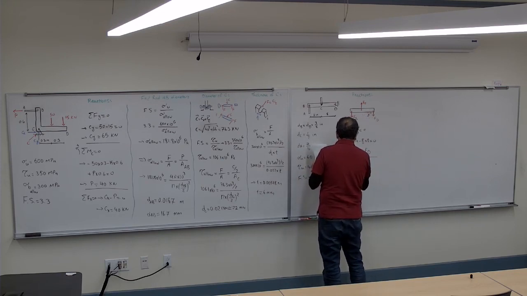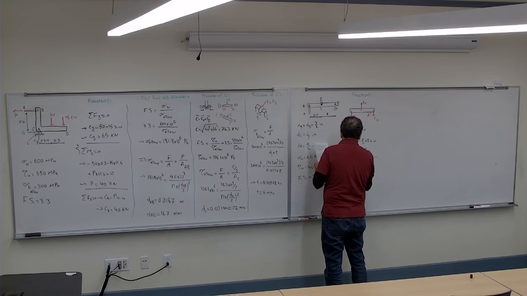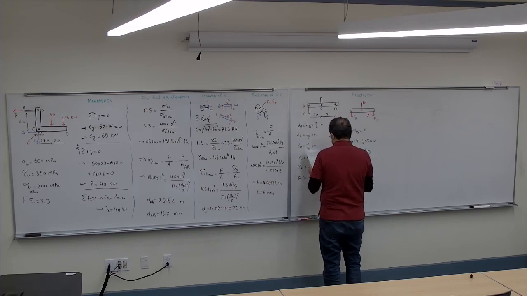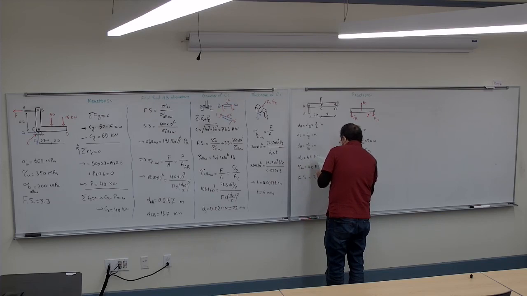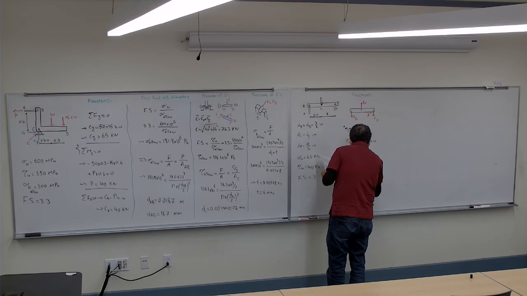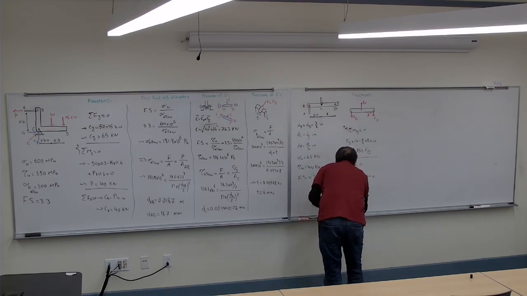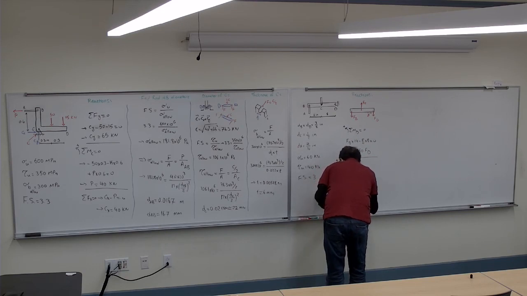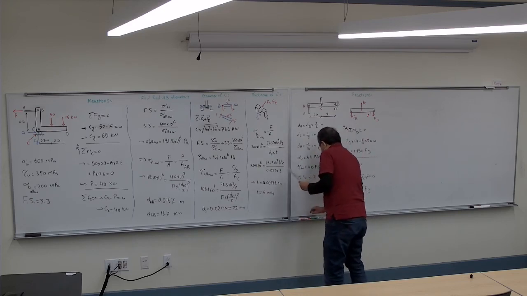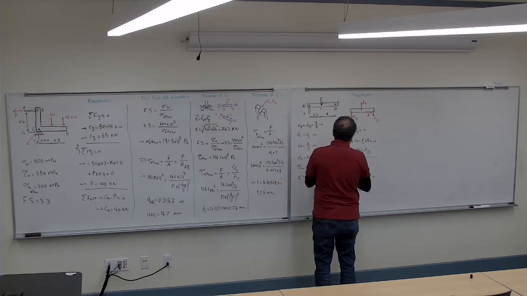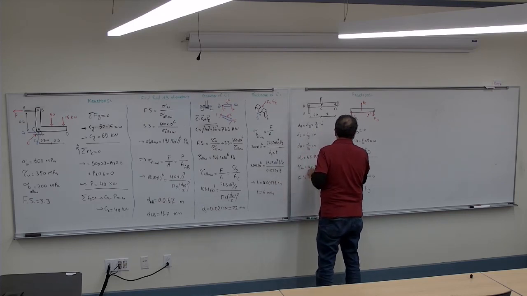If I write the sigma M at B is 0, it's going to be F at D times 14 plus FC times 6 would be 0, and it tells me that FC would be 2.33 FD. So I have these two equations.